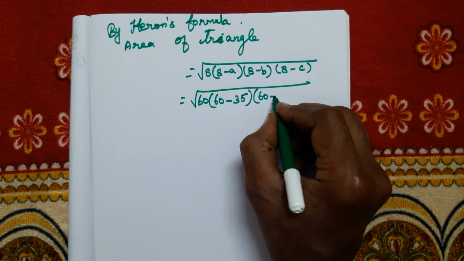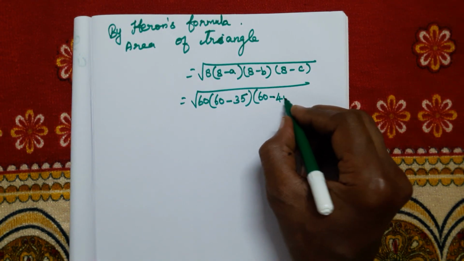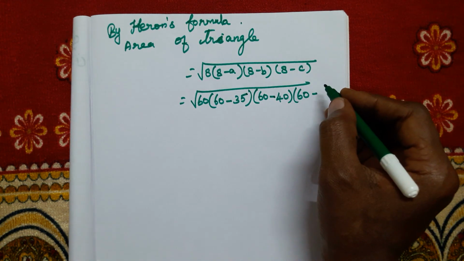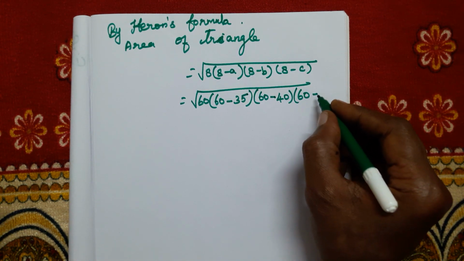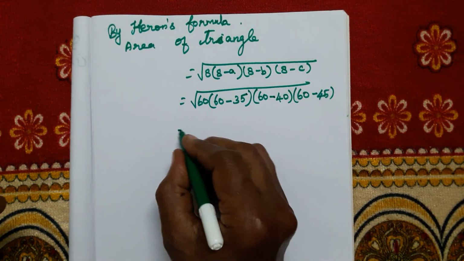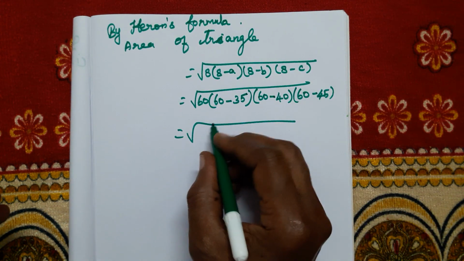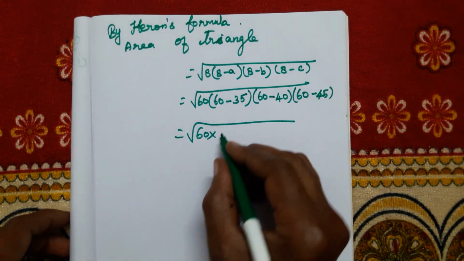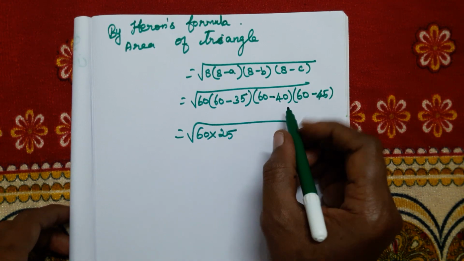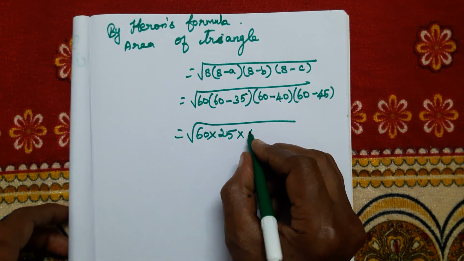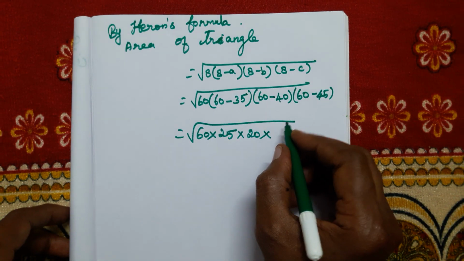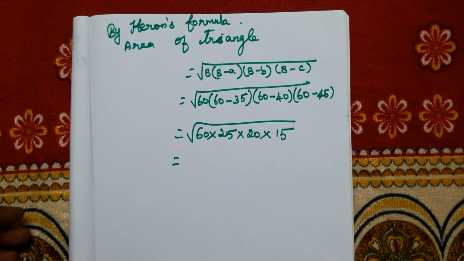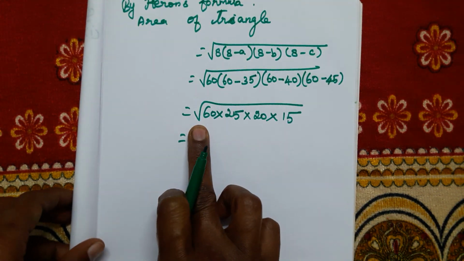60 minus B, in place what can we write? 40. Next, S in place 60 minus C, in place what can we write? What is C? 45. Area equals root of 60 into 60 minus 35, 25, 60 minus 40, 20, into 60 minus 45, 15. Okay. Now what can we do? After multiplying also you can factorize.